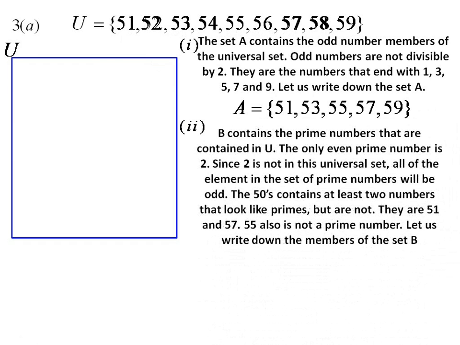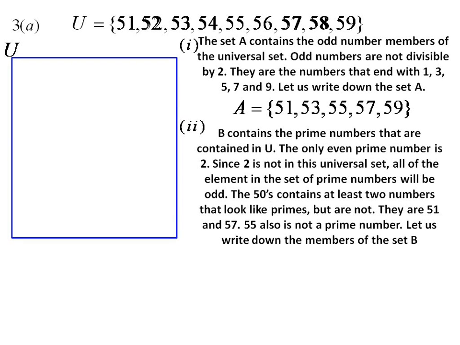B contains the prime numbers. They are contained in U. The only even prime number is 2. So since 2 is not in this universal set, all of the elements in the set of prime numbers will be odd. So if all of those prime numbers will also be odd, then the set of odd numbers must contain the set of prime numbers.